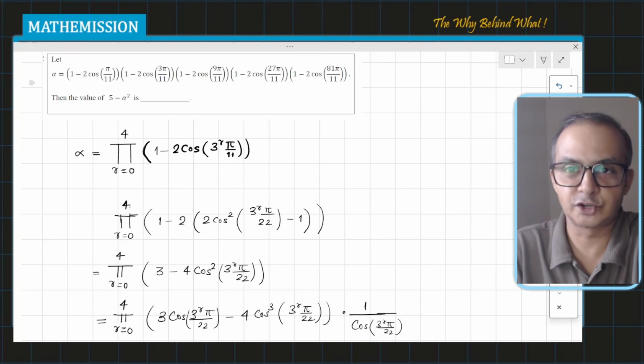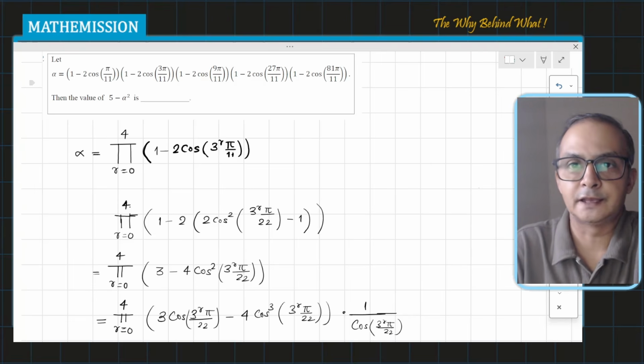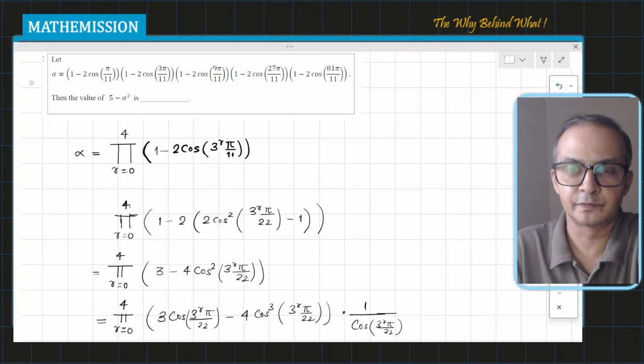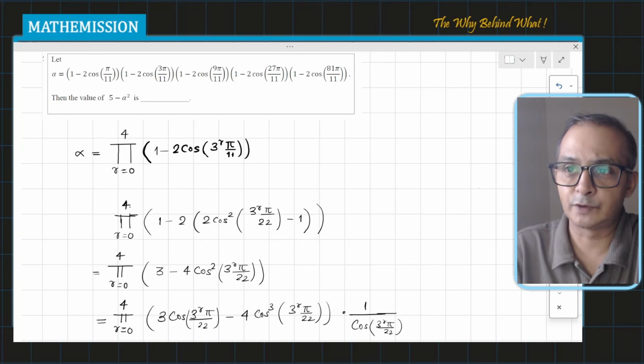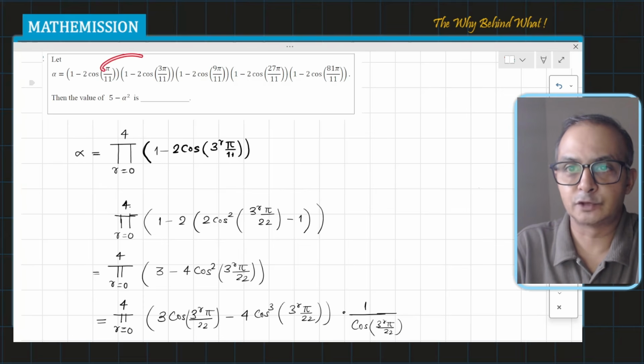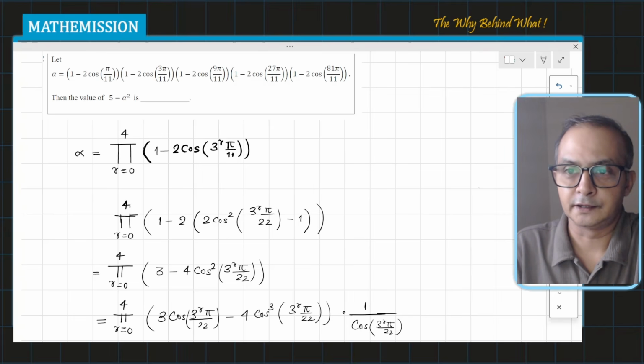So the question is actually: alpha is an expression of the product of some trigonometric terms. So 1 minus 2 cos pi by 11, 1 minus 2 cos 3 pi by 11, and so on up to 81 pi by 11. You can notice this is a geometric progression. You can see the angle is moving. So I can just write the product of 5 terms starting from r is equal to 0 to 4, and the general term I can write as 1 minus 2 cos 3 to the power r pi by 11.